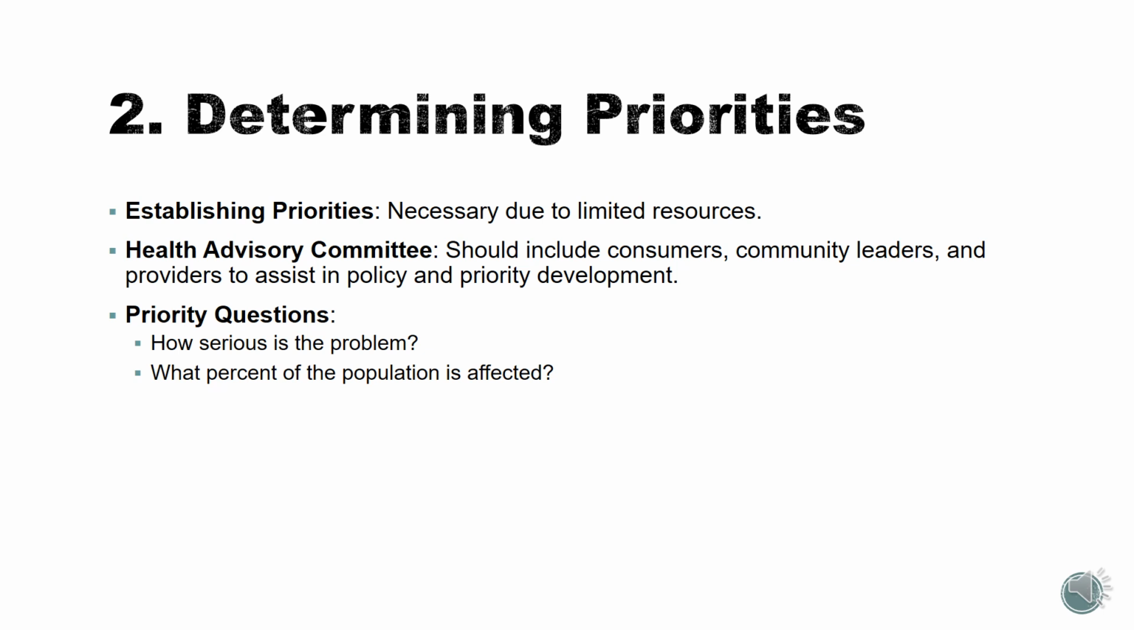The next step is to determine the priorities. Establishing priorities becomes necessary due to limited resources. A health advisory committee should include consumers, community leaders, and providers to assist in policy and priority development. When setting priorities for a community, the planner must ask how serious is the problem and what percent of the population is affected by it.